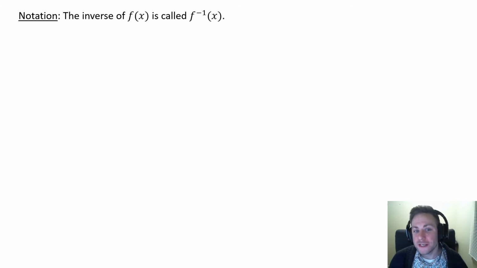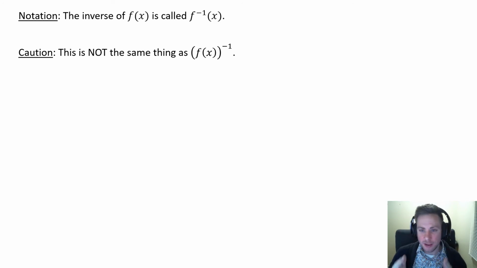If I wanted to indicate an exponent of -1, I would indicate it this way instead, as f of x all raised to the -1. An actual exponent of -1 like this would indicate taking the reciprocal of my function, but in general, the reciprocal is not the same thing as an inverse. So be cautious of these two notations that look really similar, but actually have completely different meanings.